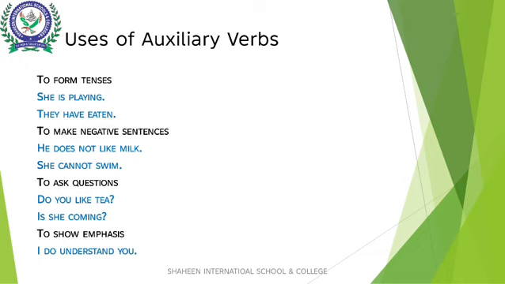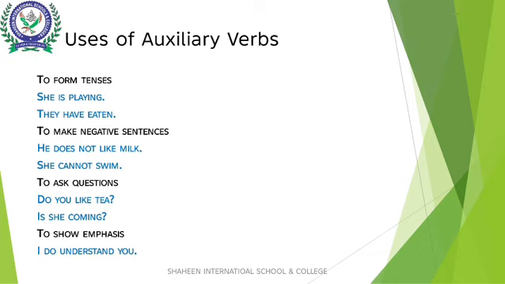The last use of auxiliary verb is to show emphasis. Here, I do understand you. Here, do is an auxiliary verb which is showing emphasis on the word understand. It means that here the auxiliary verb is working to show emphasis. I hope till now all of you understand the definition and the uses of auxiliary verbs.